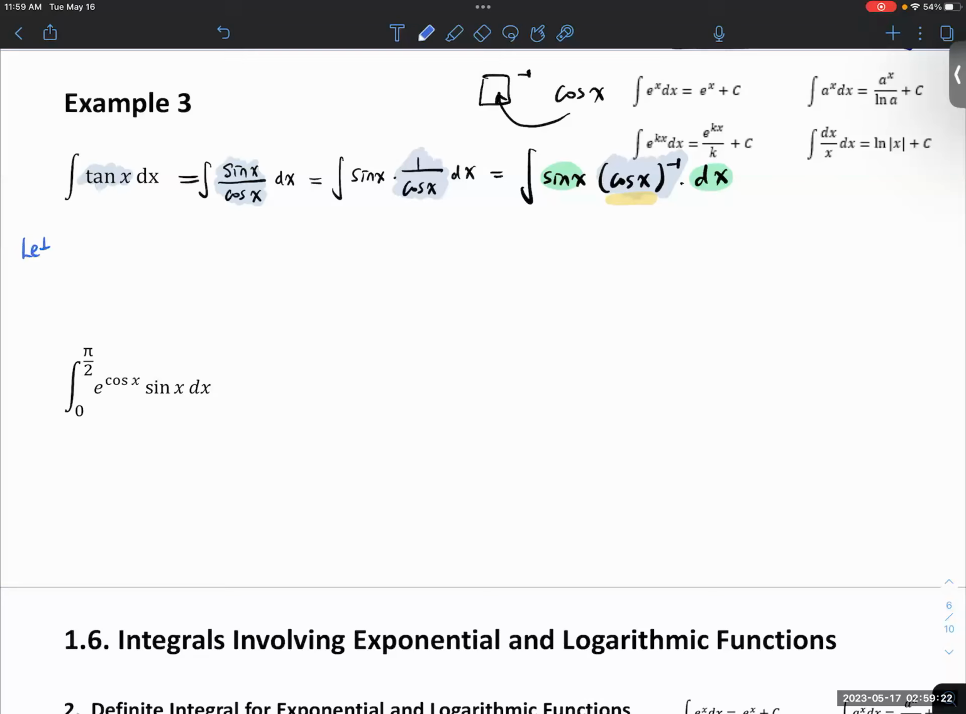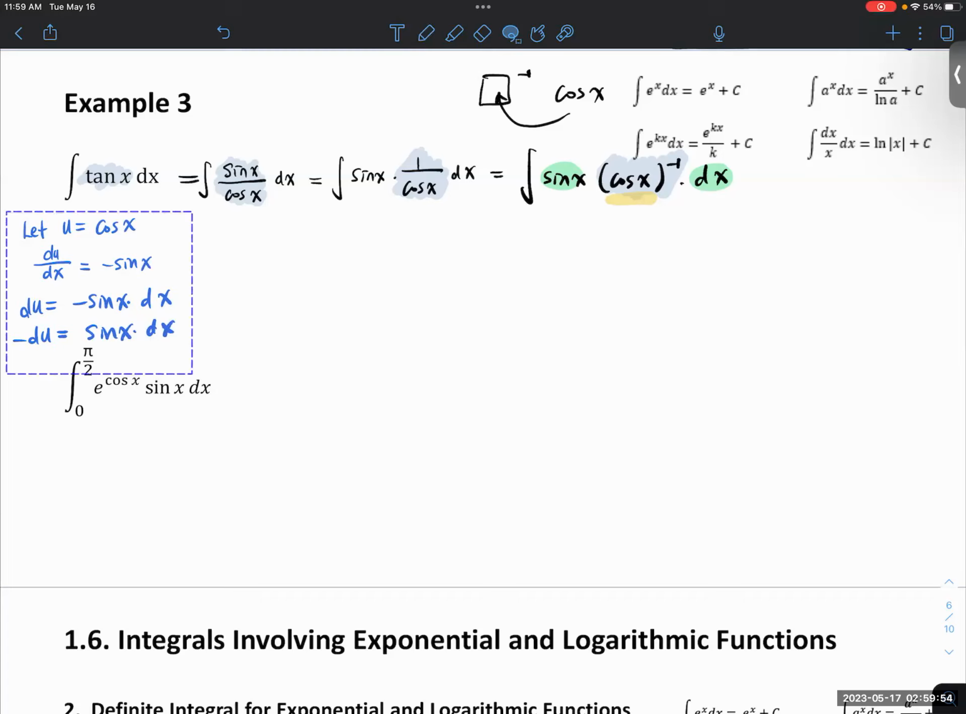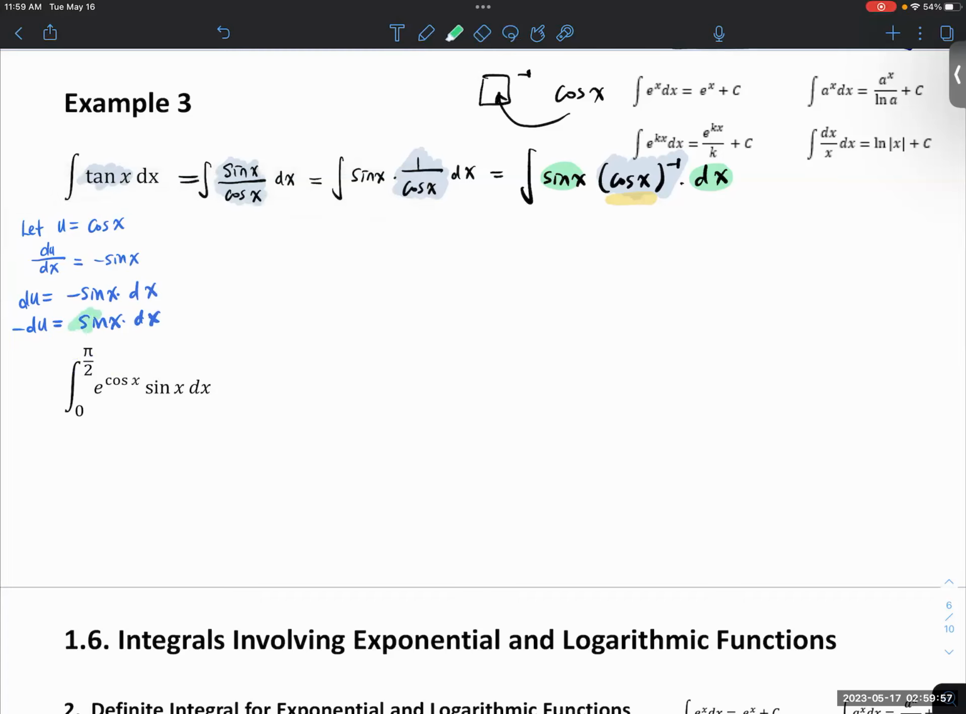So now let u be cosine x, du over dx. Somebody can search, you can go back to the module. What is the derivative of cosine x? Negative sine x. Don't forget that. You got this from Calculus 1. So that means du equals negative sine x dx. All I need is a positive sine x, so negative du is a positive sine x dx. That's something I wanted. So sine x dx, we have negative du.